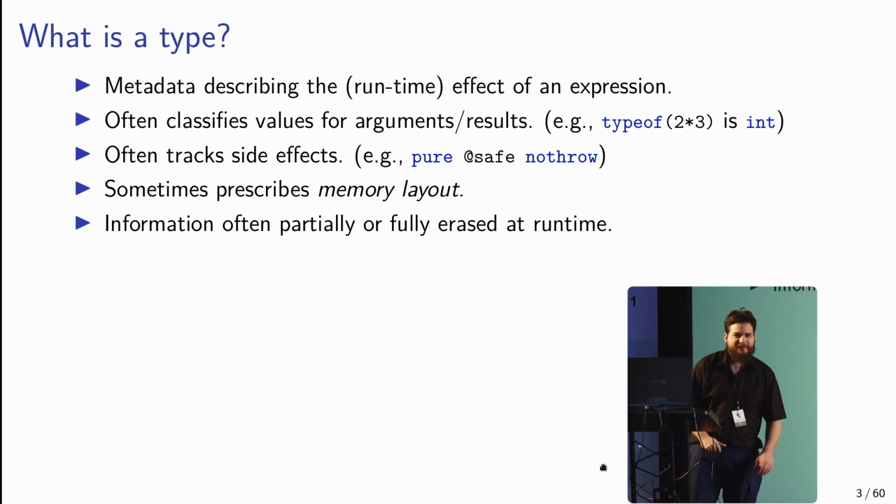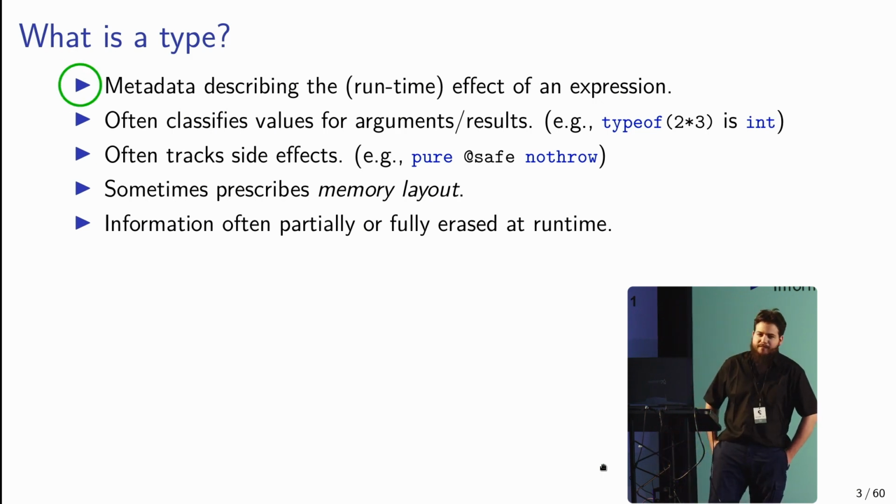So first, let's discuss what actually is a type. So a type is metadata describing the runtime effect of an expression, in a relatively general explanation. Often, types also classify values for arguments and results of expressions, which is basically the way that D is using the term internally. So like the type of 2 times 3 is int, which means that if you evaluate the expression 2 times 3, you get the result, and the result is an integer.